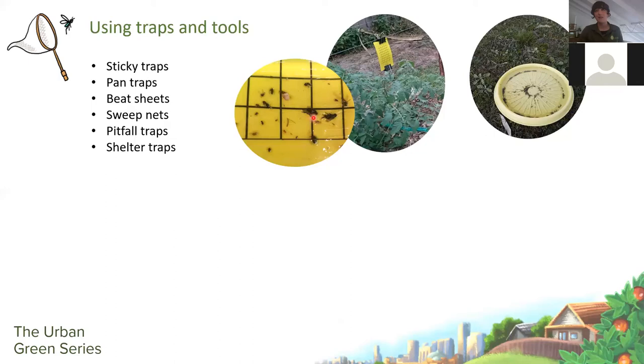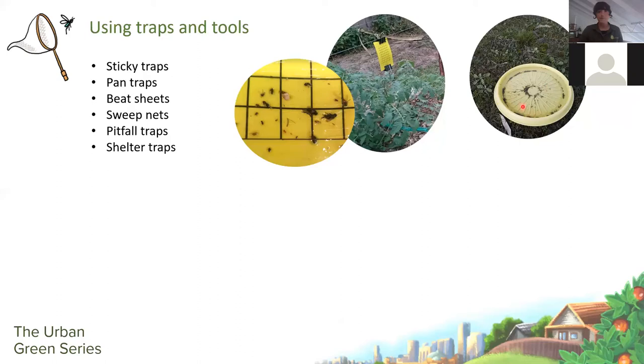Yellow pan traps work on a very same level. They're yellow and insects like to fly into them. But instead of having glue, you just fill these with a bit of water, put in a couple drops of detergent. That just helps break the surface tension, and set it on the ground, and you'll get little flying insects flying into there.